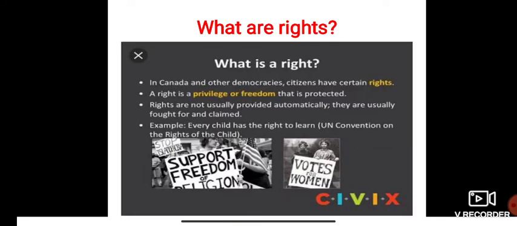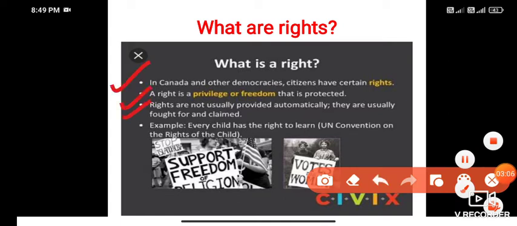Now, this is actually what are rights. The 4 points mentioned out here: in Canada and other democracies, citizens have certain rights. Alright, point number 2 here says a right is a privilege or freedom that is protected. So that is very simple to understand.